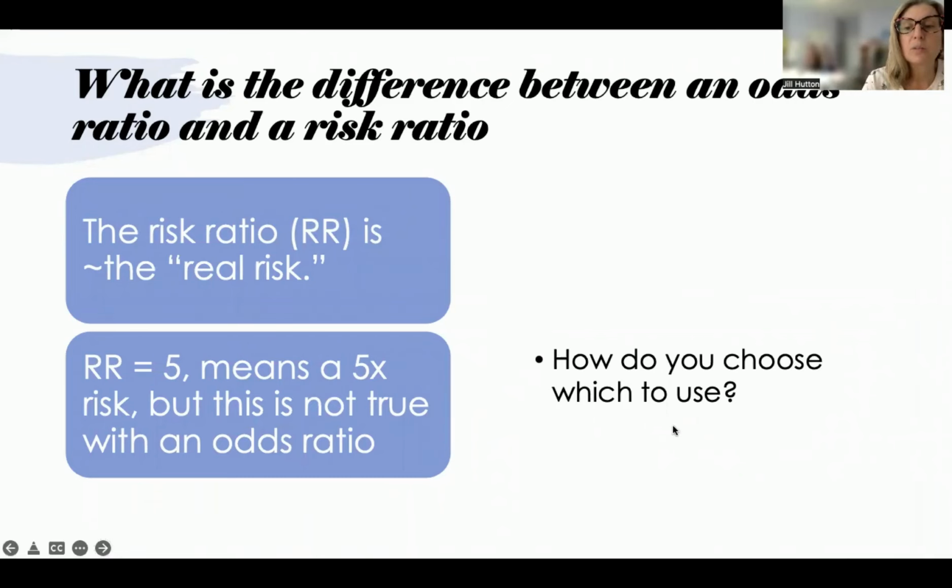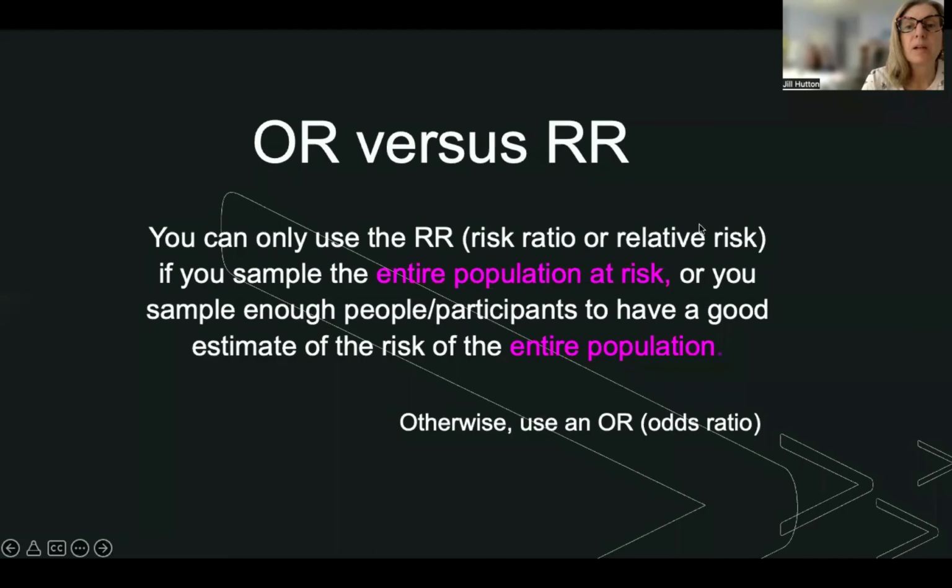So how do you choose which one to use? Odds ratio versus risk ratio. You can only use a risk ratio if you sample the entire population at risk, or if you sample enough people, participants, to have a good estimate of the risk of the entire population. Otherwise, you use an odds ratio. So this is as simple as I can make it here. You only use the risk ratio if you sample the entire population or enough of the population to feel that you have an estimate of the risk of the entire population.